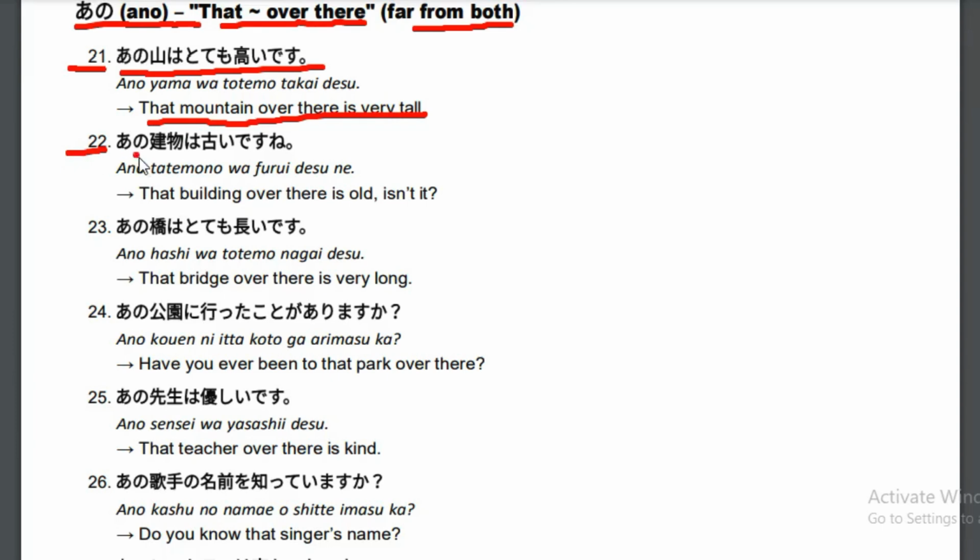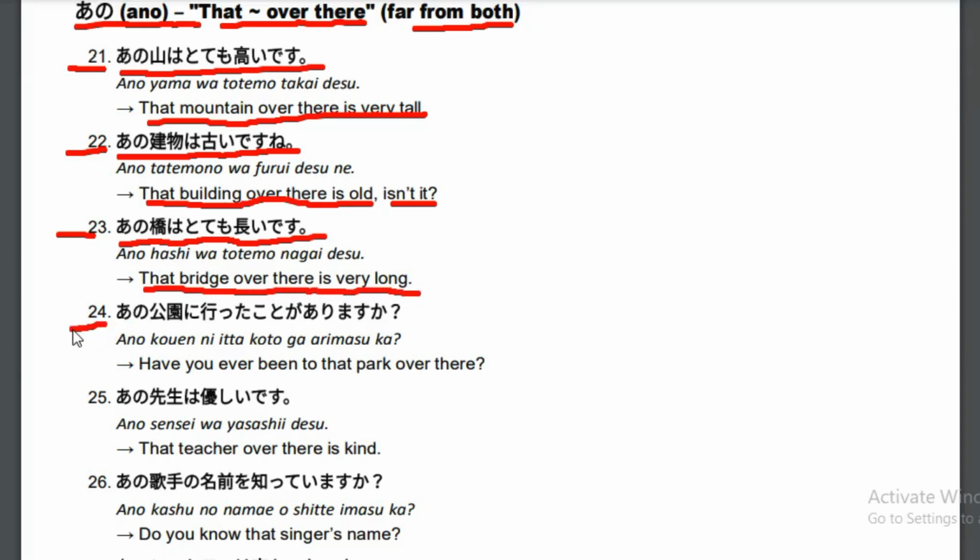The next example is ano tatemono wa furui desu ne. Means that building over there is old, isn't it? And the next example is ano hashi wa totemo nagai desu. Means that bridge over there is very long.